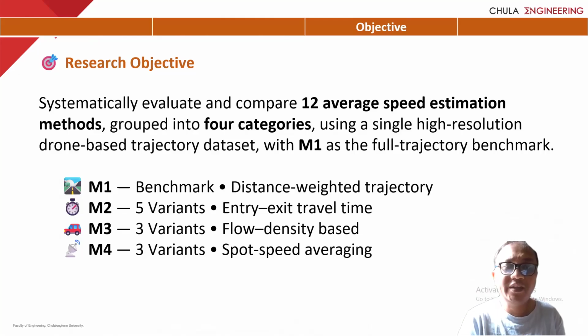M2 has 5 variants based on the vehicle selection rule, and uses the entry-exit travel time. M3 is the flow-density-based method and has 3 variants based on the data aggregation sub-window or sub-interval. M4 is the spot speed averaging method, which uses 3 variants of data aggregation intervals.